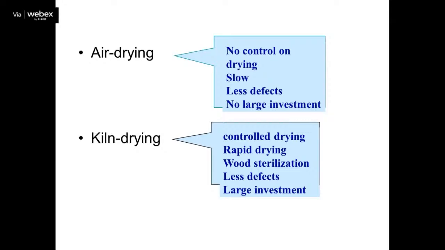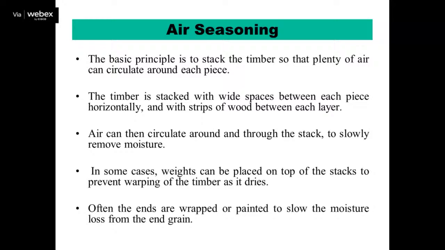There are two different kinds of drying. One is kiln drying and another one is air drying. So what is air seasoning? Air seasoning is nothing but drying in the open air, where the moisture is removed with the help of the heat coming from the sun, the air in the atmosphere, and the relative humidity around us.